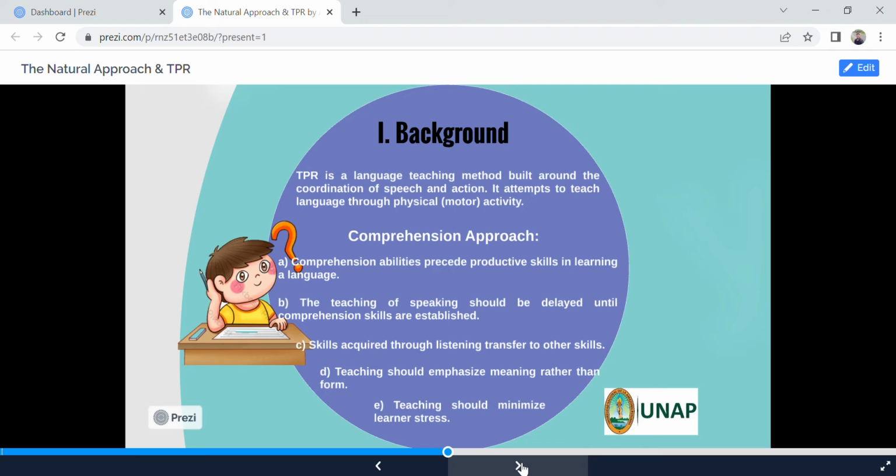The teaching of speaking should be delayed until comprehension skills are established. Skills acquired through listening transfer to other skills. Teaching should emphasize meaning rather than form, and teaching should minimize learner stress. So this is what the total physical response approach preaches.